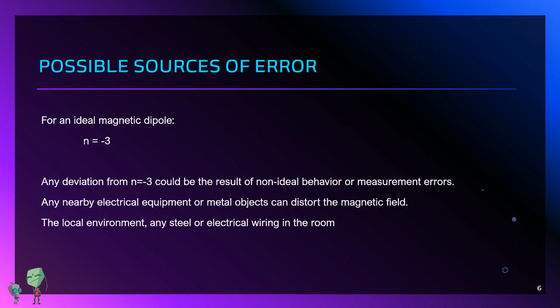Possible sources of error. For an ideal magnetic dipole, we're looking for n equal to -3. Any deviation of this could be the result of non-ideal behavior or measurement errors. It could also be the result of any nearby electrical equipment or metal objects that can distort the magnetic field, or the local environment as well, like any steel or electrical wiring in the walls, or the chairs or the table.